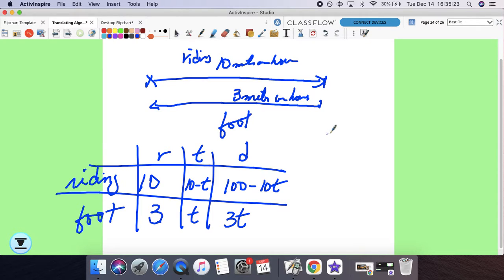I know that the distance covered here has to be equal, right? The distance that he rode and the distance that he came back walking is the same distance. So I can set up my equation. Sorry, my pen is not working. 100 minus 10t equals 3t. That's my equation, because the distance he spent on the bike and the distance he spent walking are equal to each other. One is one way, the other one is the return way.